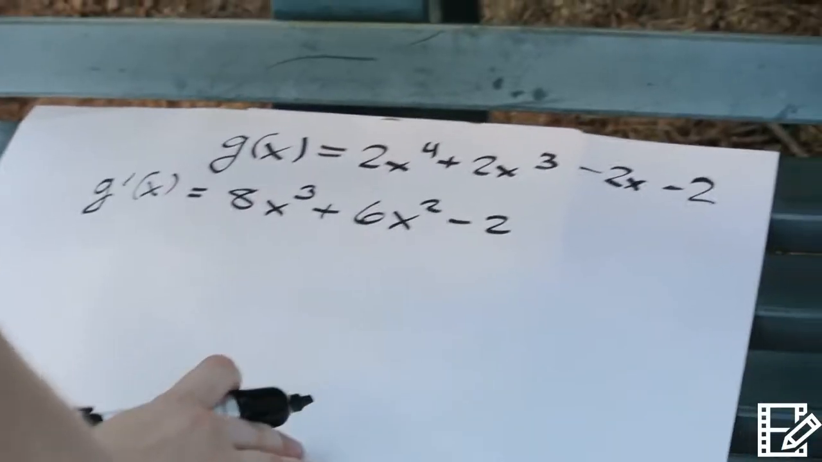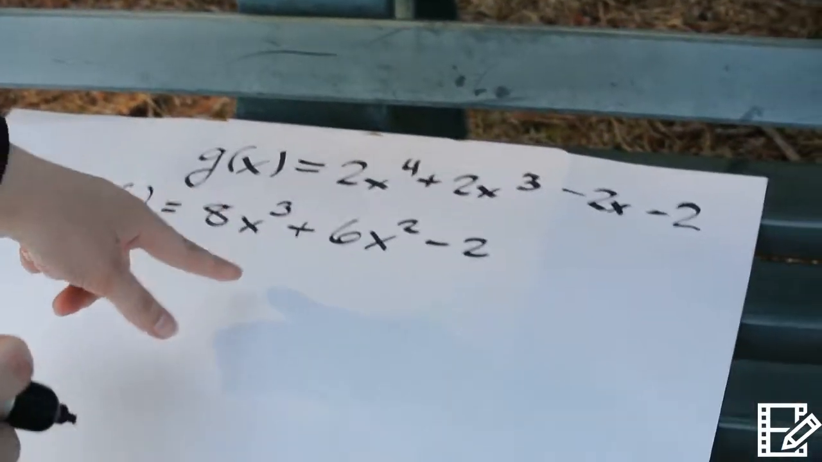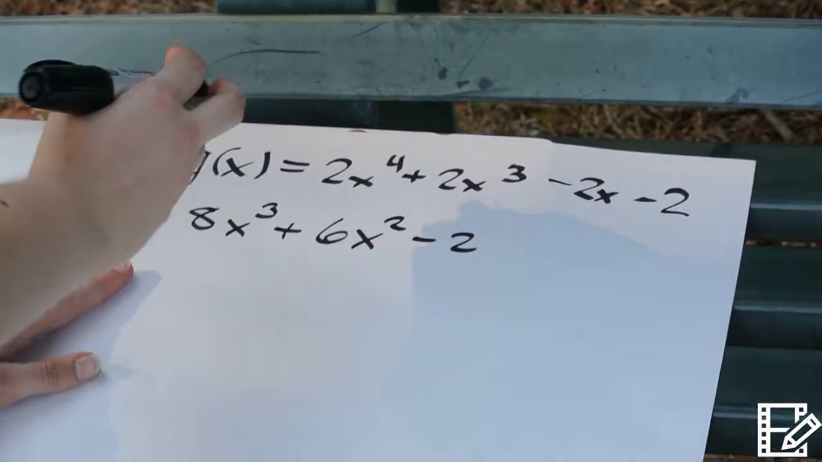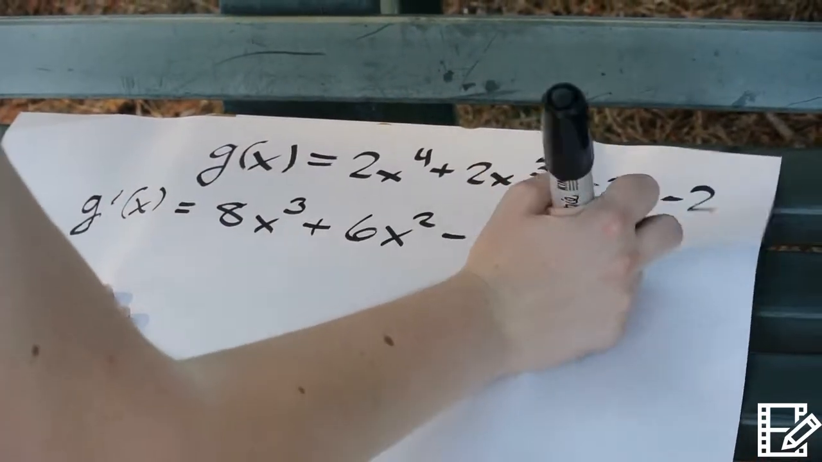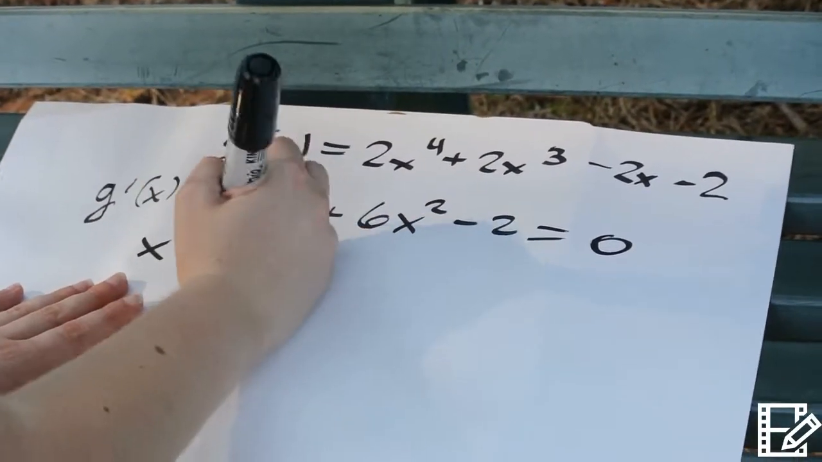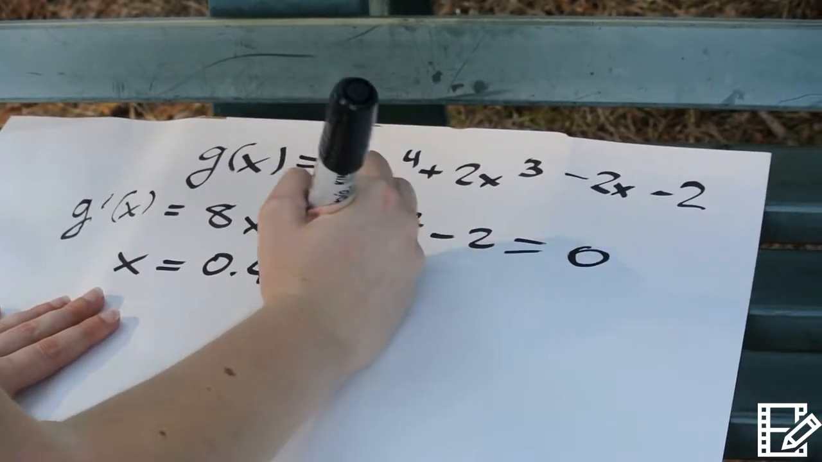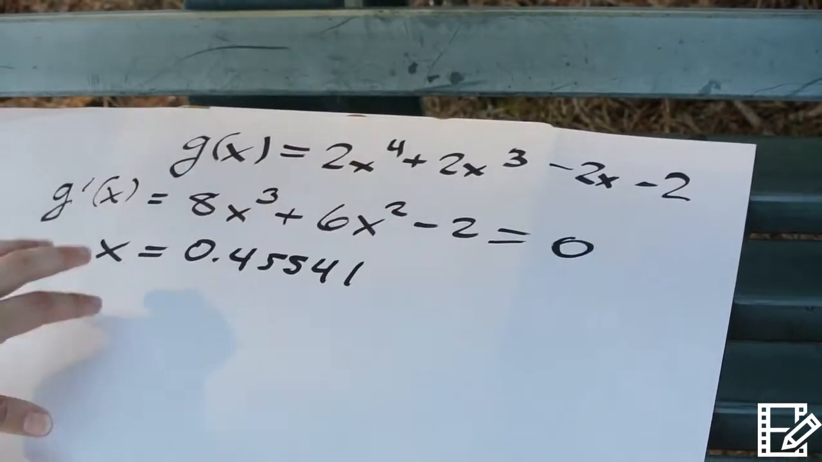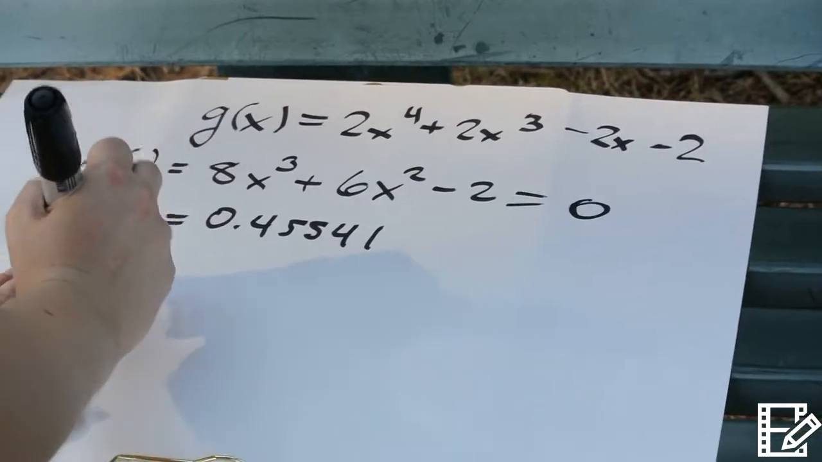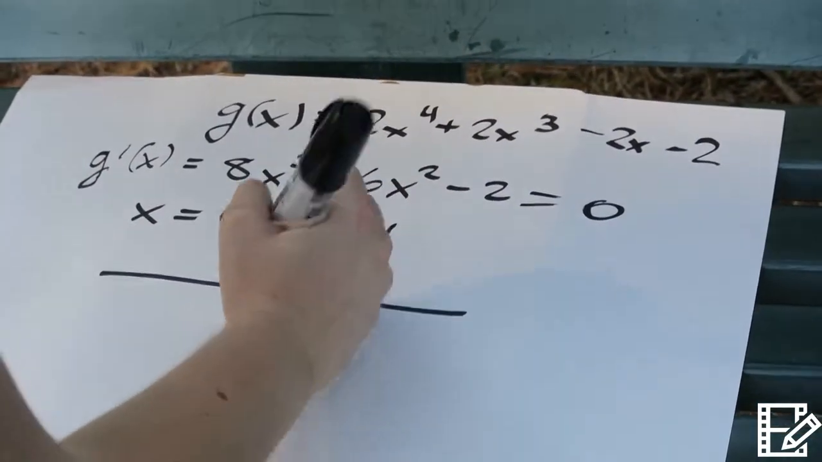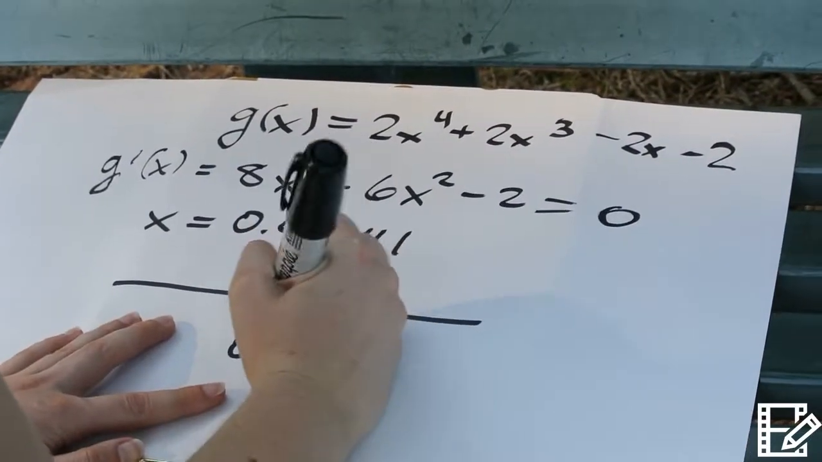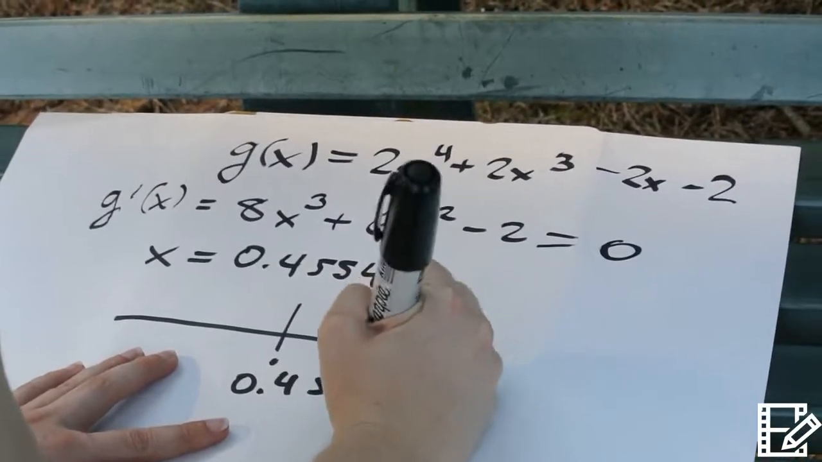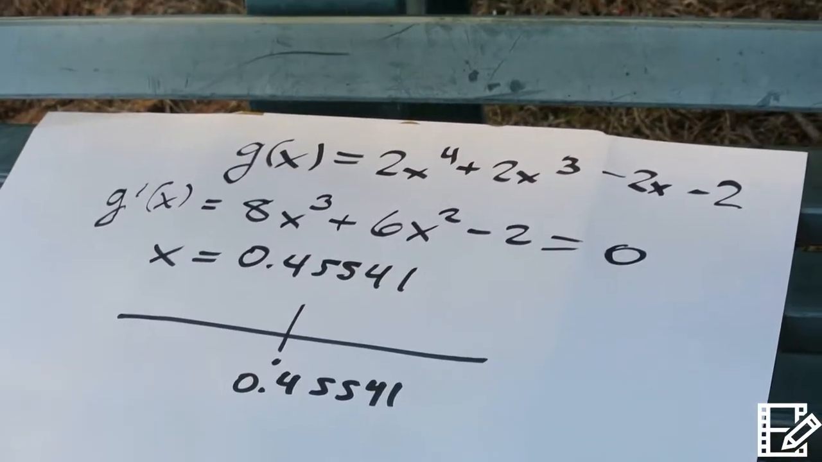Okay, so now we have to set the first derivative equal to 0 and solve for x. And when we do that, we get x equals 0.45541. So now we will look at this interval and see what's going on either side of this point. That's called an interval test, right? Yep, that's right.